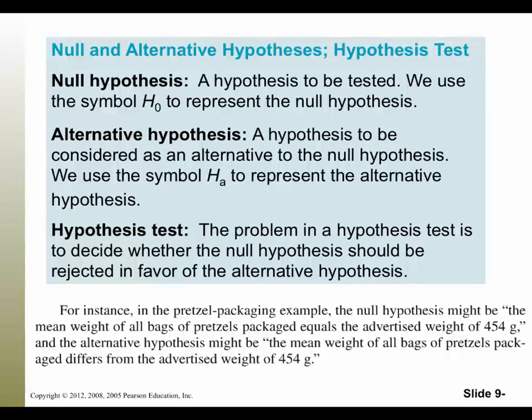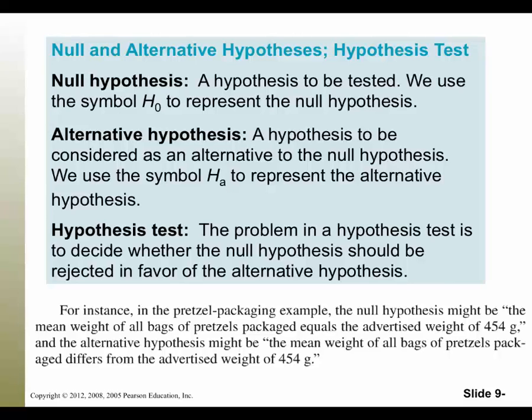All right, so here's an example. You don't want to write this down word for word, and we're going to be working through this example throughout class, so just listen. In the pretzel packaging example, a null hypothesis might be that the mean weight of all bags of pretzels packaged equals the advertised weight of 454. This is very common for hypothesis testing. Products will advertise a certain quality about their product. In this case, they're putting on their pretzel bag that there's 454 grams of pretzels.